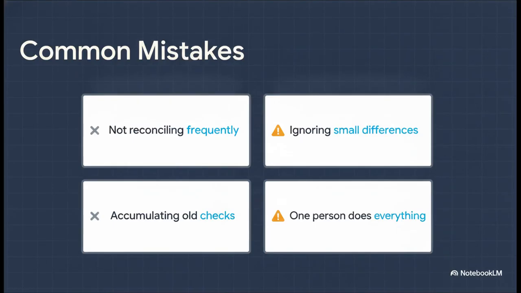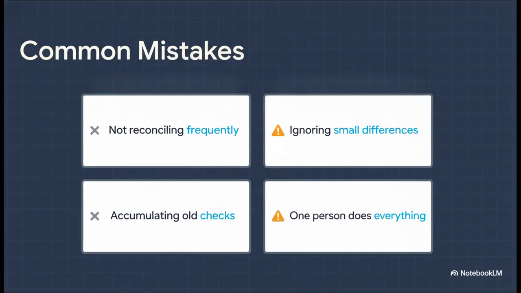As you start tackling these, please avoid these common mistakes. First, not reconciling frequently enough. Best practice is daily or weekly. Waiting 30 days makes finding errors incredibly difficult. Second, the temptation to ignore small differences. You might be tempted to say, oh, it's only a $3 discrepancy, it must be a rounding error.